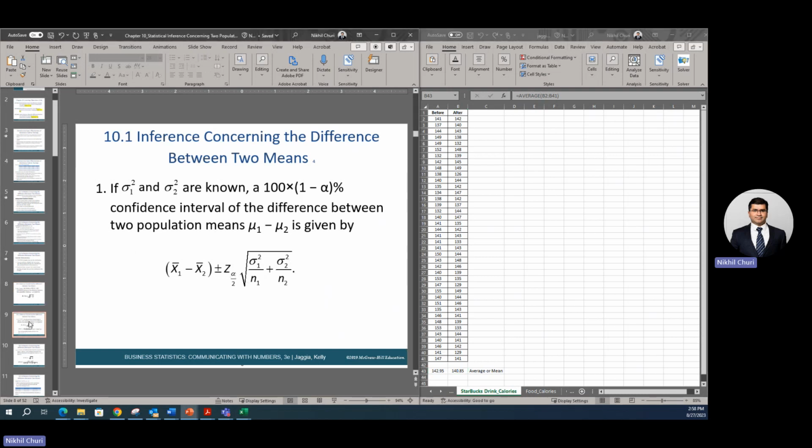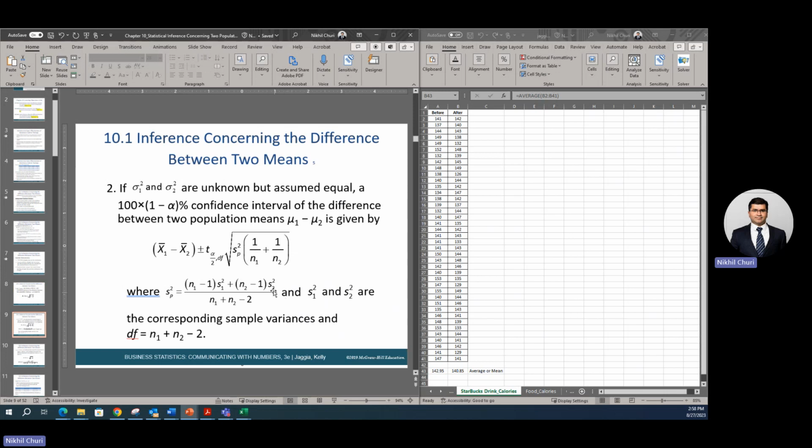Let's go to the second case. In this case, there is one more added term, Sp square, and the formula for Sp square is given by N1 minus 1 multiplied by S1 square. So let's see how to calculate this S1 square and S2 square. You already know N1 and N2, so the only unknowns are S1 square and S2 square. These are nothing but the variances for the sample.